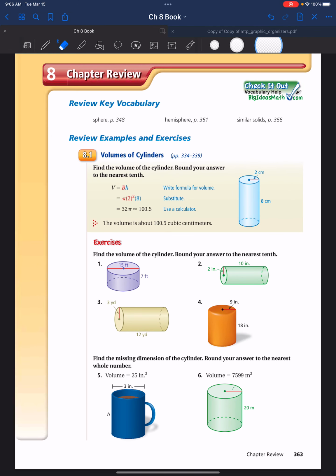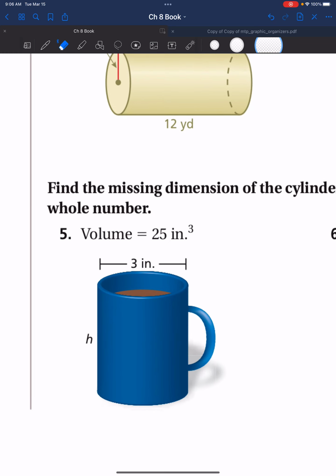All right, let's move on. This is still 8.1. It says find the missing dimension. It looks like number 5, the height is missing. When the height is missing, I feel like those problems are pretty simple to solve. You still need to fill out the formula, V equals big B times H. But the reason why I say it's simple to solve is because once you find big B, you just divide it by the volume, and then you'll find H.